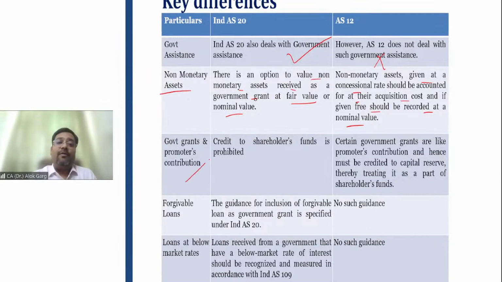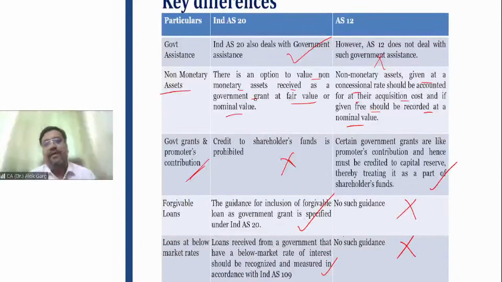The concept of government grant in the nature of promoter contribution is there in AS, but it is not there in Ind AS. In Ind AS, if the government is giving a capital contribution to the entity, it is outside the scope of Ind AS 20. Forgivable loan concept is not there in AS, it is there in Ind AS. Loan at below market rate concept is not there in AS. In Ind AS, it says that the difference between the proceeds of the loan versus the fair value of the loan has to be shown as a government grant, right?